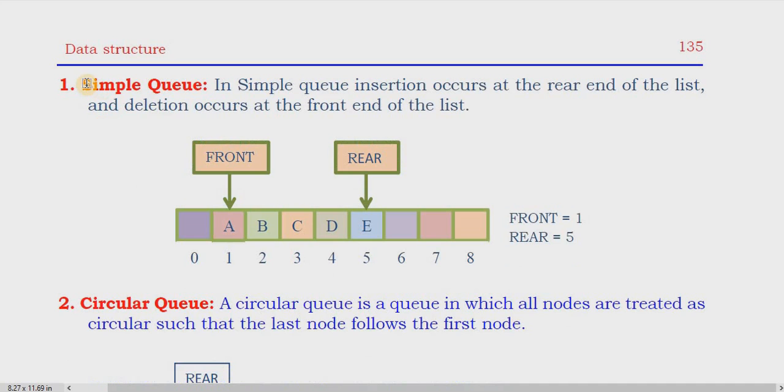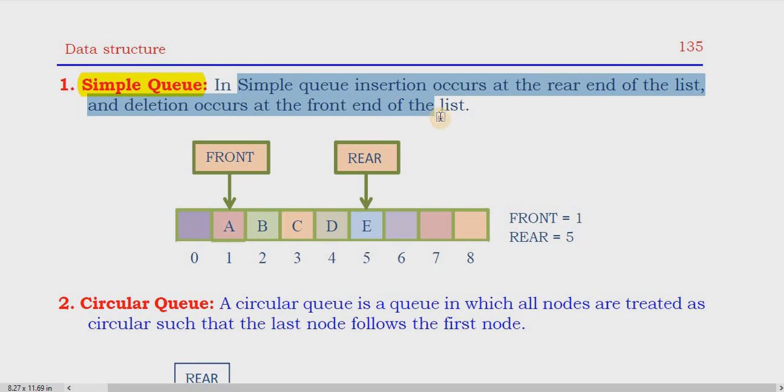So what is a simple queue? A simple queue is nothing but a queue only. A simple queue is a type of queue where insertion occurs at the rear end of the list and deletion occurs at the front end of the list. It is a normal queue where insertion, meaning addition of data, takes place at the rear end, the back end, and data is deleted from the front end. This is the diagram for a simple queue, with the front end and rear end.